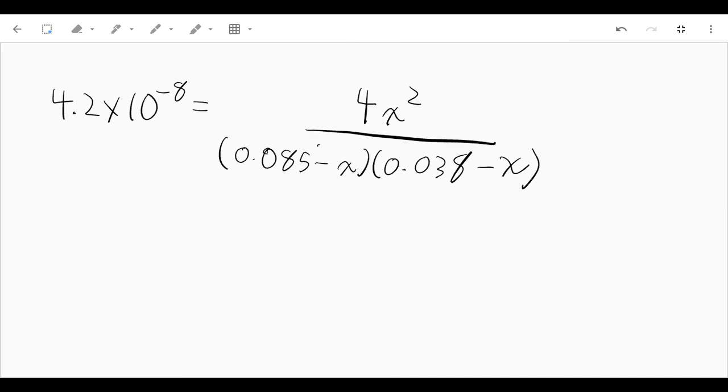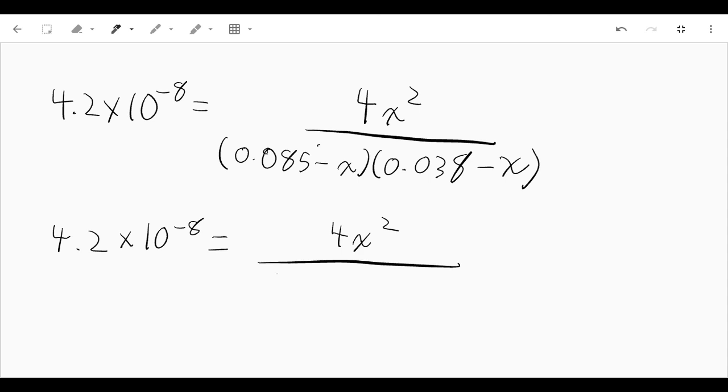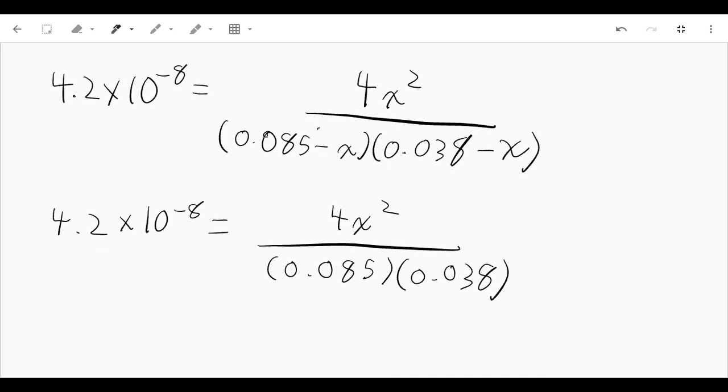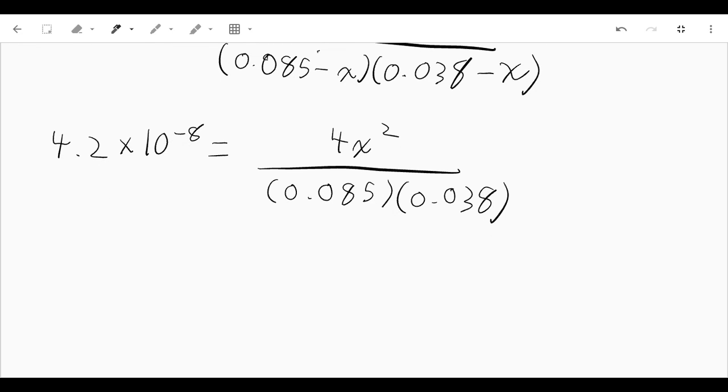If we do this, though, with the rule of 1,000s, it becomes much simpler because we only end up with x in one place. So we get 4.2 times 10 to the negative 8, still equal to 4x squared, but this time it's just over 0.085 times 0.038. And like I said, even though this looks like it's going to make a big difference in the numbers, because the change is so small in the end, it actually won't.